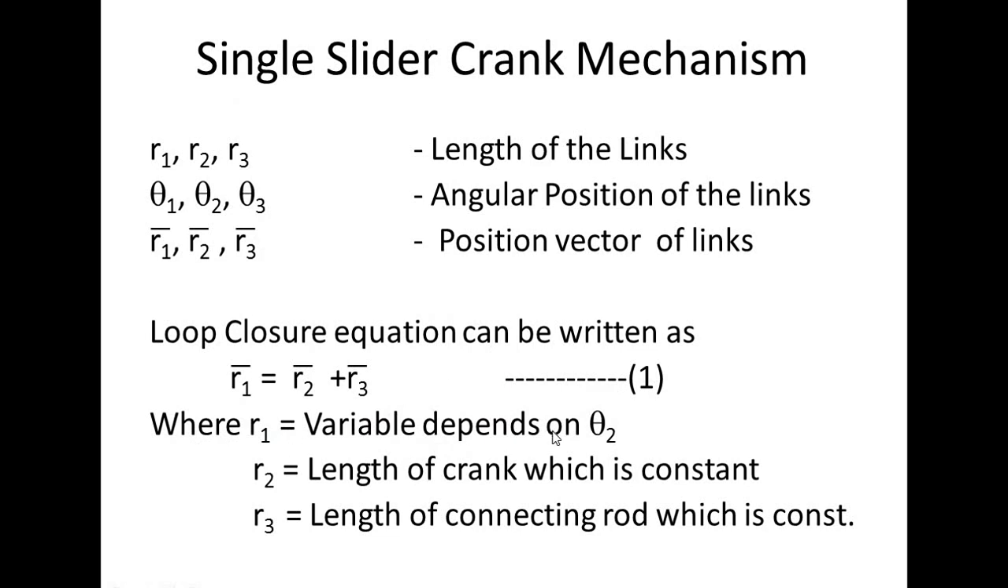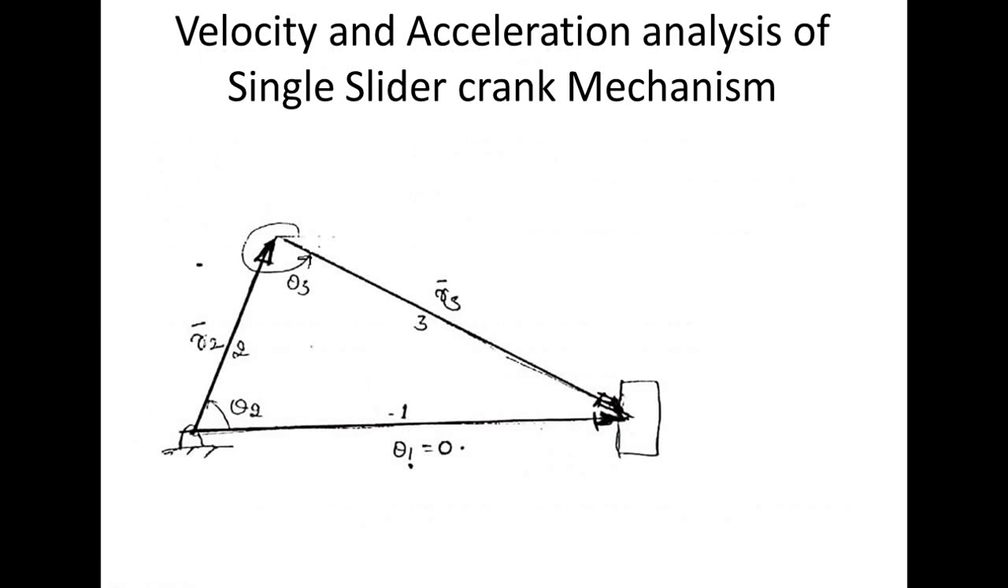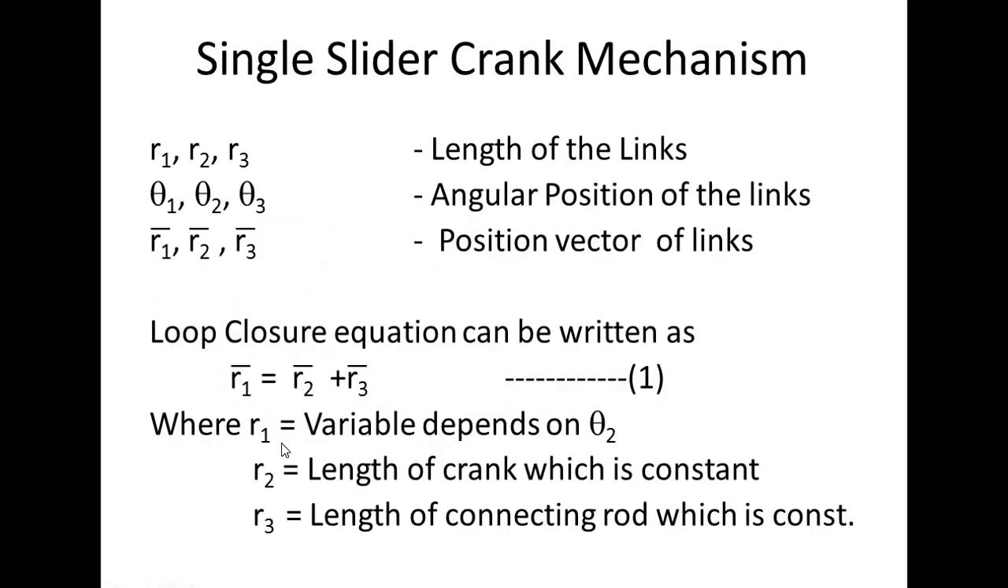Here R1 is variable and depends upon the angle theta 2. This length can vary because the slider can slide along the horizontal direction. R2 is the length of the crank, which is constant, and R3 is the length of the connecting rod, which is also a constant value. So the magnitudes of R2 and R3 will not change. Only the magnitude of R1 can change depending on the angle theta 2.